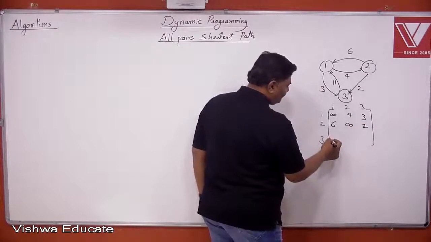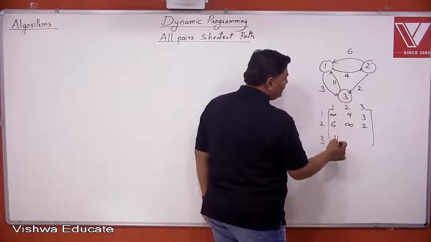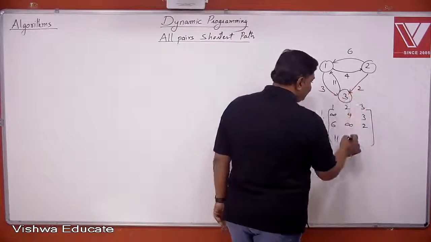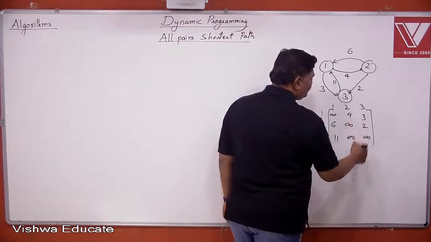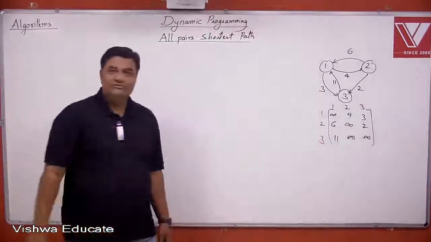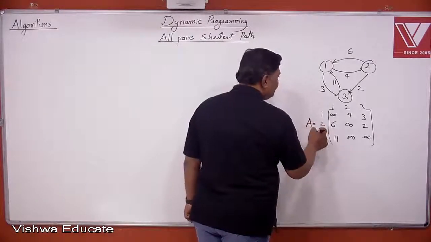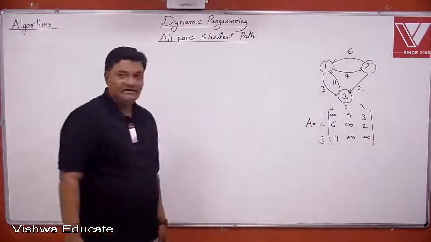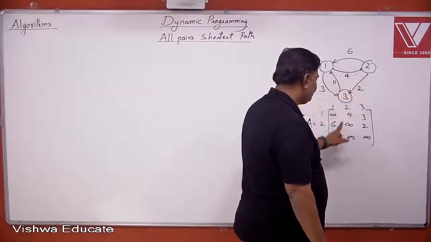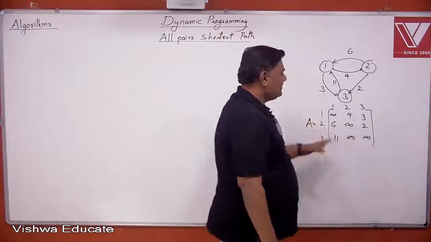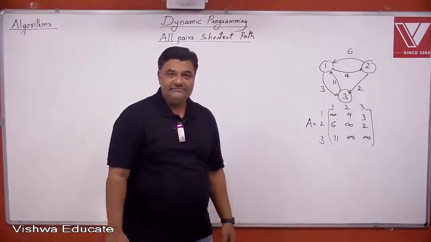Then 3 to 1 is 11. 3 to 2 is infinity, there is no edge. Then 3 to 3 is also infinity. So this is a matrix, an adjacency matrix for this weighted graph. Whatever edges are there, I have taken them: 1, 2, 3, 4, 5 edges, all edges are taken. 3 to 2 there is no path, so it is infinity.